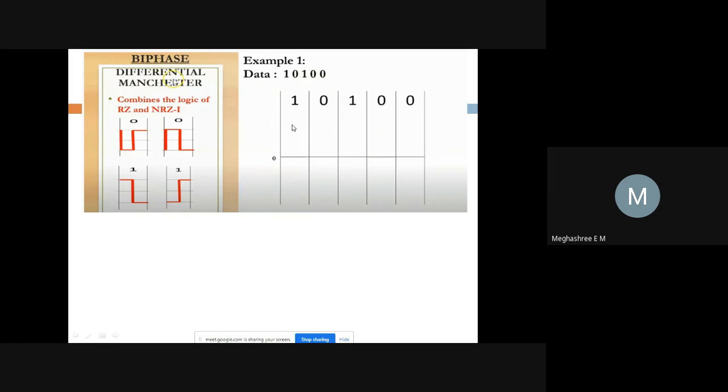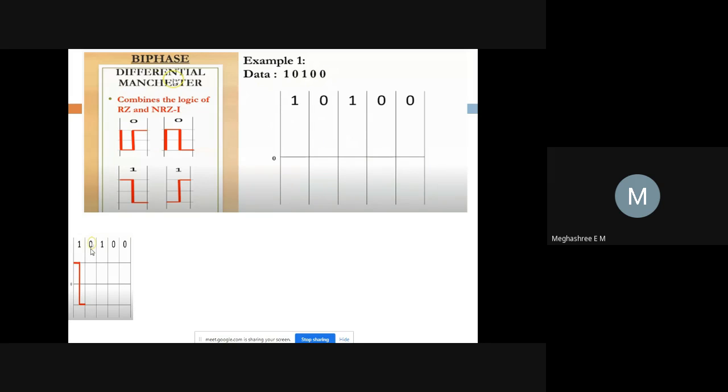Okay, so I will start drawing from the positive side. The first bit is 1, right? So I will start using this one. That is 1, right? So from positive to negative, there is a transition.